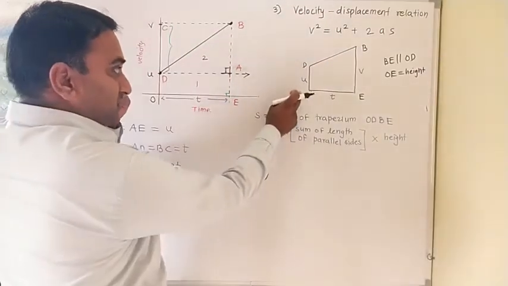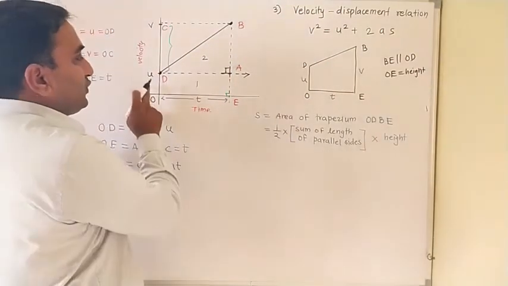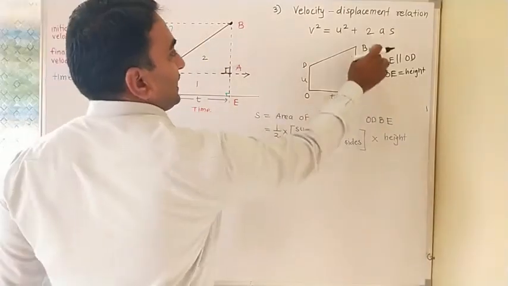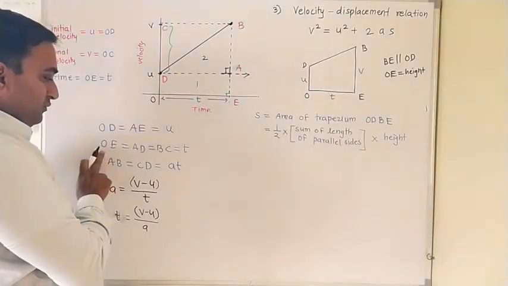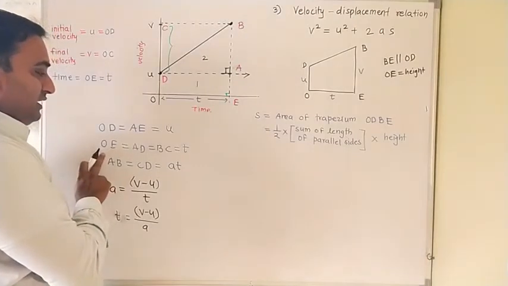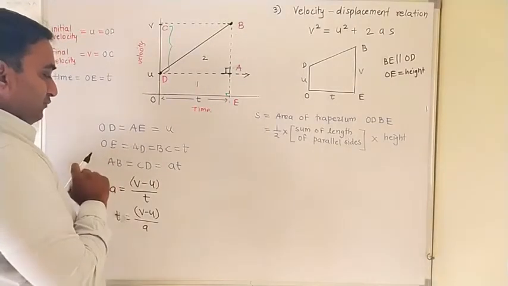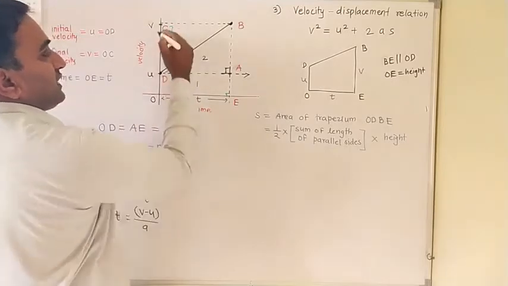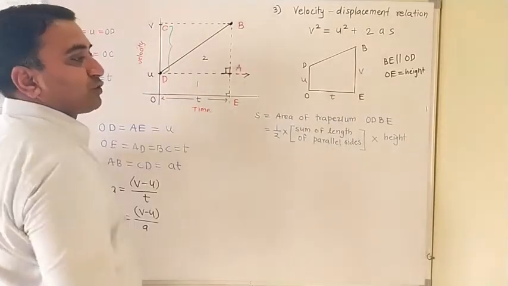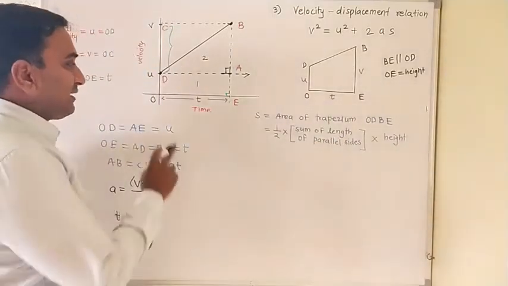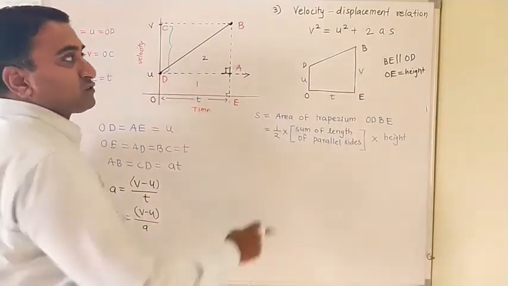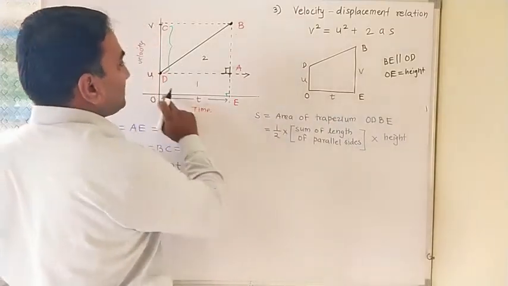So what is the distance of OD? OD's distance is U, initial velocity. BE, BE means OC. OC and BE are the same, and that is V. Where we have here OC and BE is equal to V. Then OE is equal to T, that is the time. OE is equal to T. So displacement is equal to area of this trapezium.